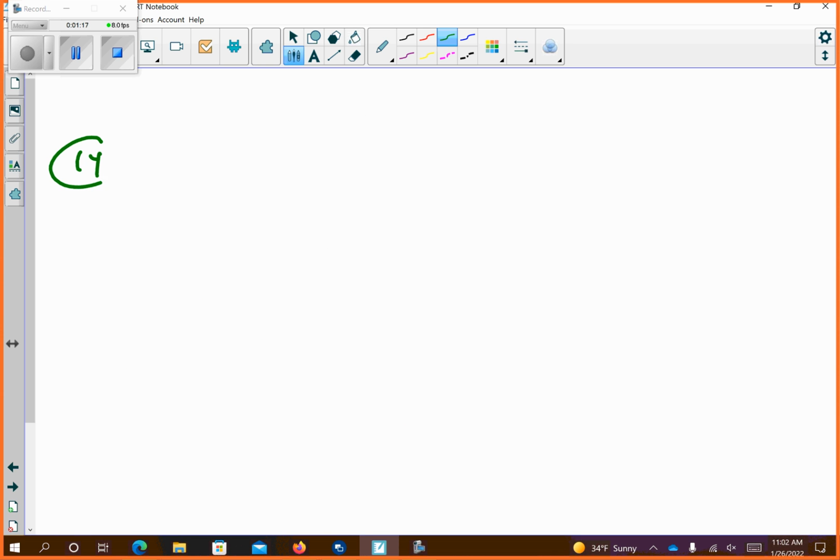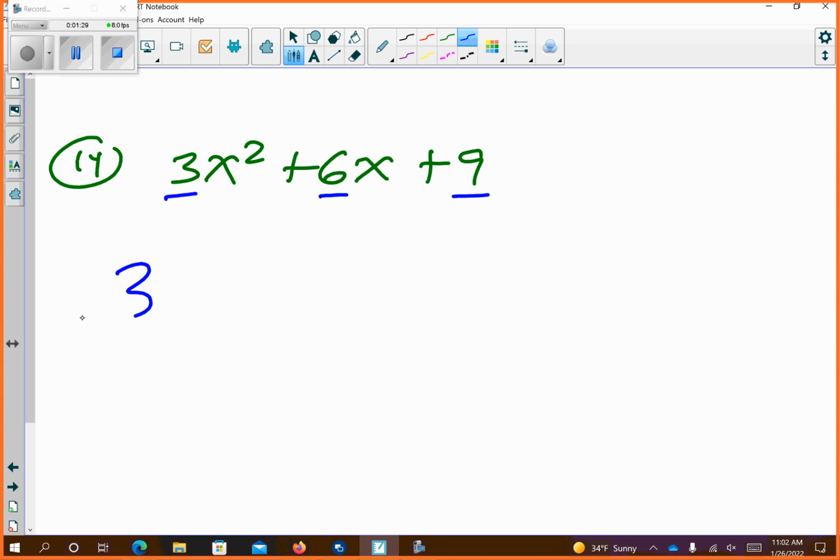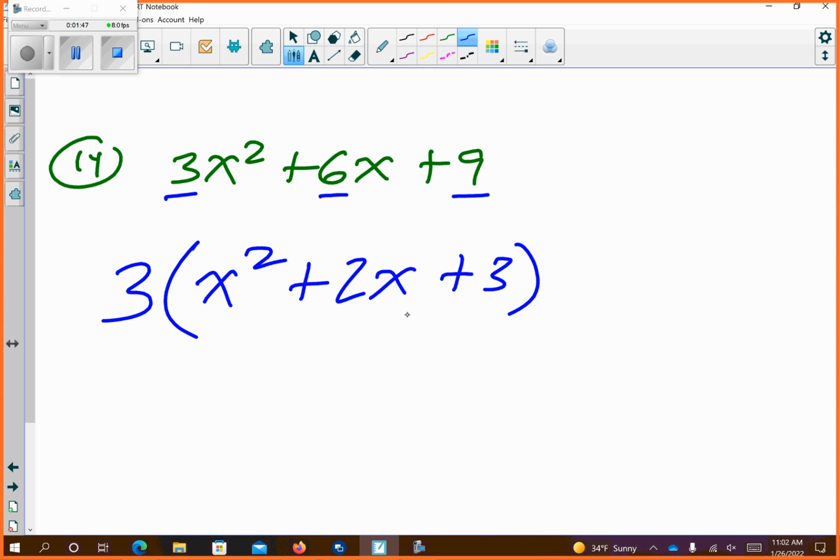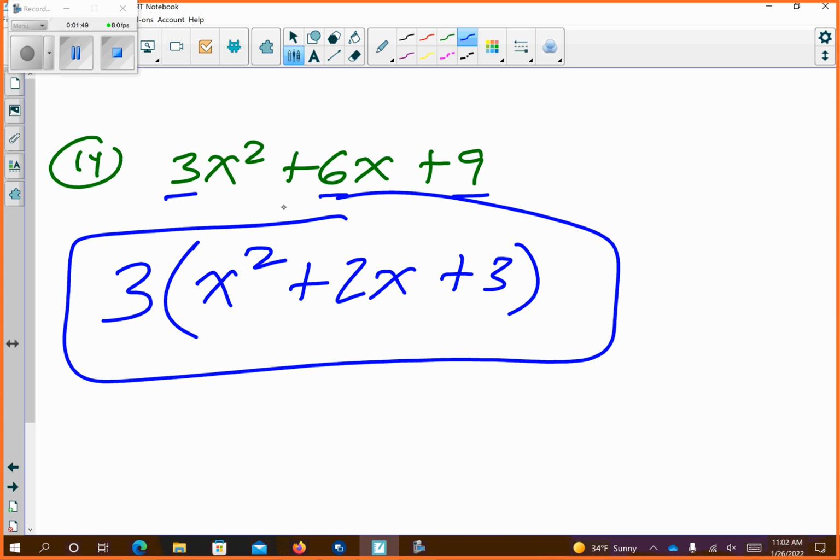14. We have 3x squared plus 6x plus 9. If you just look at it, it looks like I can factor a number out. The biggest number that they all have in common is a 3. So if I factor a 3 out, then I'm left with x squared. Is that okay so far? Because 3 times x squared is 3x squared. Then if I factor a 3 out of 6, I'm left with 2x, because 3 times 2x is 6x. And if I factor a 3 out of 9, I'm left with a 3, because 3 times 3 is 9. So we undistributed is what we're looking at.